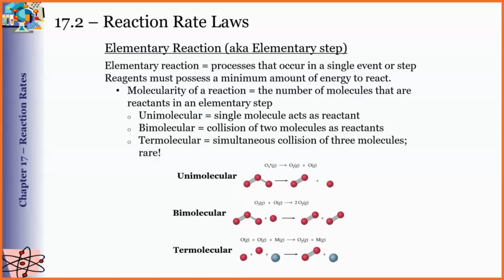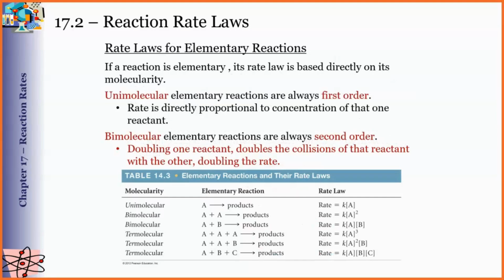So anything with just one molecule is a single molecule, unimolecular. Bimolecular is 2, termolecular is 3. And you can see that diagram at the right if it's able to be read from your packet. If a reaction is elementary, its rate law is based directly on its molecularity. Unimolecular is first order, meaning just raised to the first power. The rate is directly proportional to the concentration of just that one reactant.